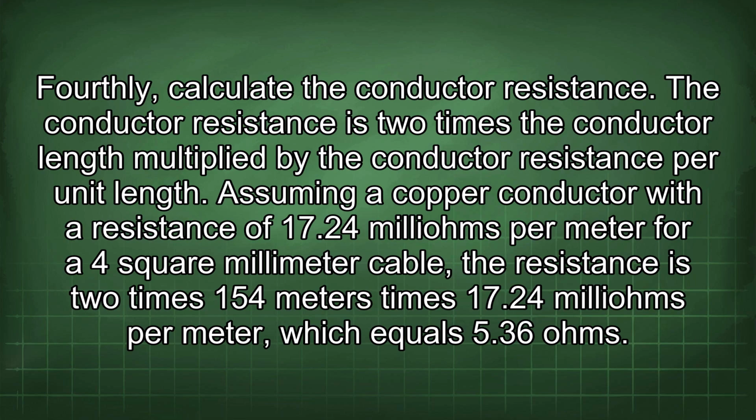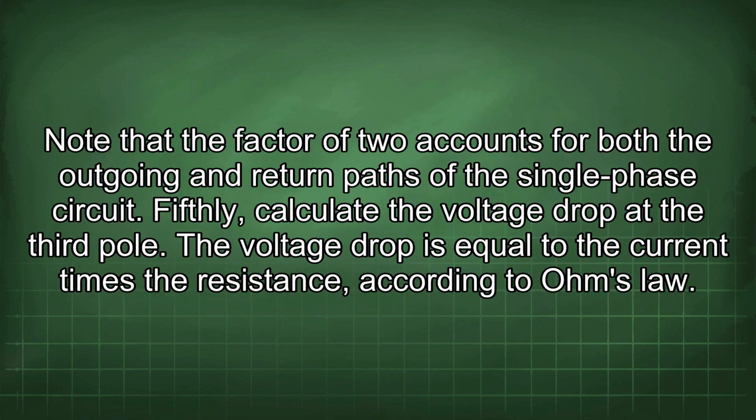The conductor resistance is 2 times the conductor length multiplied by the conductor resistance per unit length. Assuming a copper conductor with a resistance of 17.24 milliohms per meter for a 4 square millimeter cable, the resistance is 2 times 154 meters times 17.24 milliohms per meter, which equals 5.36 ohms. Note that the factor of 2 accounts for both the outgoing and return paths of the single-phase circuit.